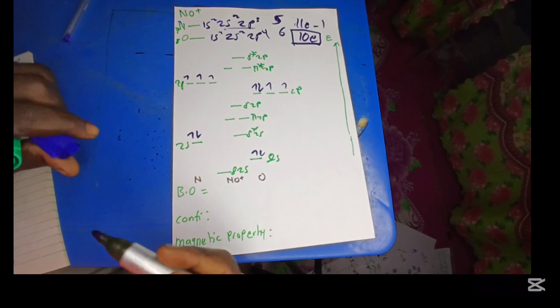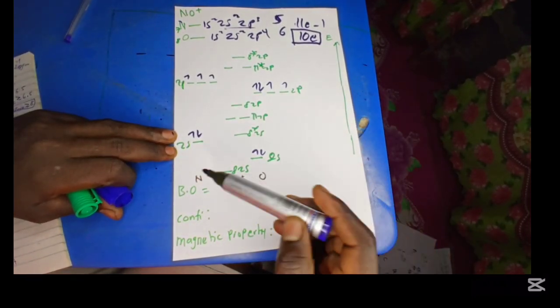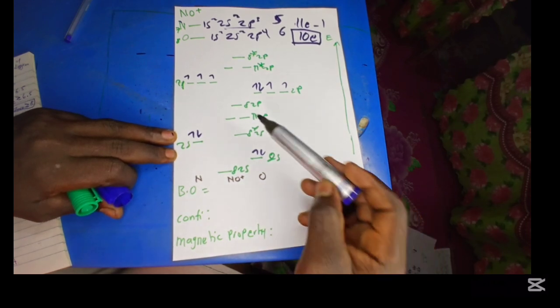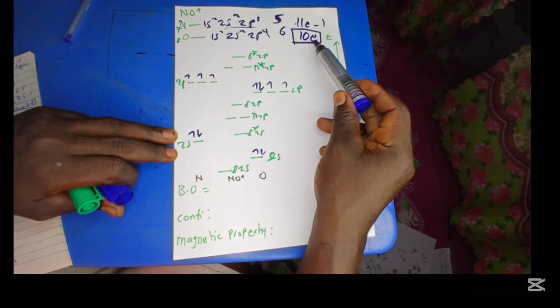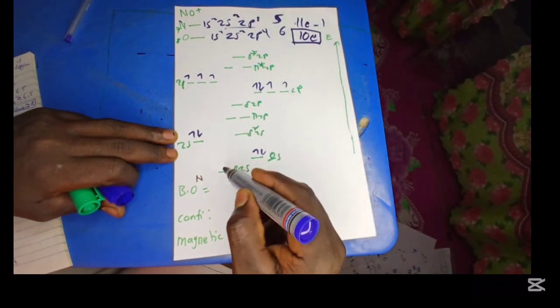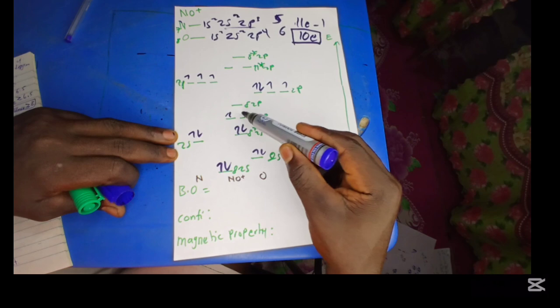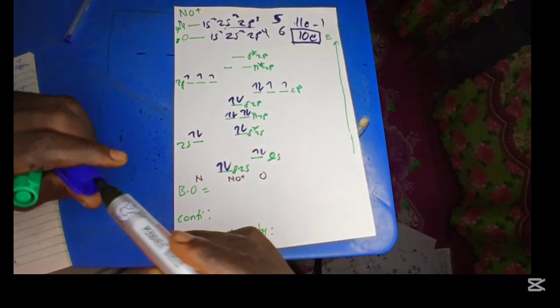So now we are done filling the nitrogen and oxygen orbitals. So now let's fill the molecular orbitals. So we have a total number of 10 electrons, right? So let's start filling. 1, 2, 3, 4, 5, 6, 7, 8, 9, 10.